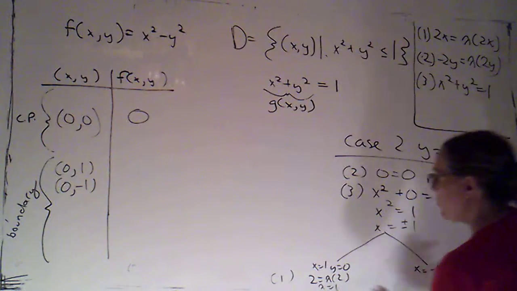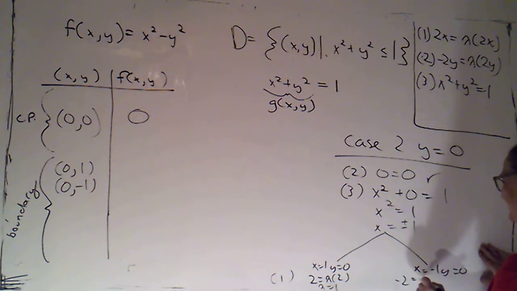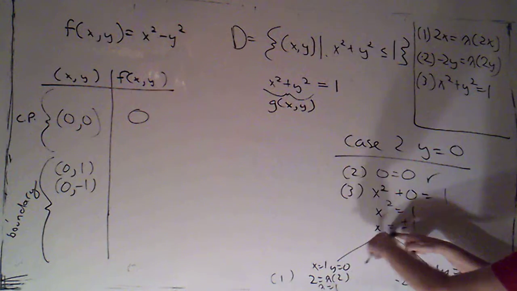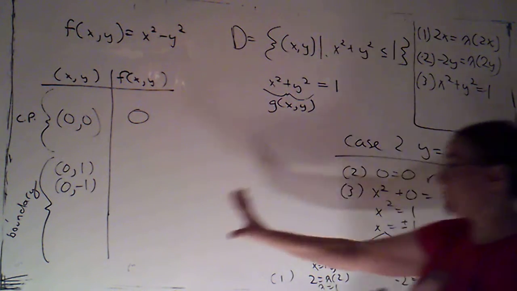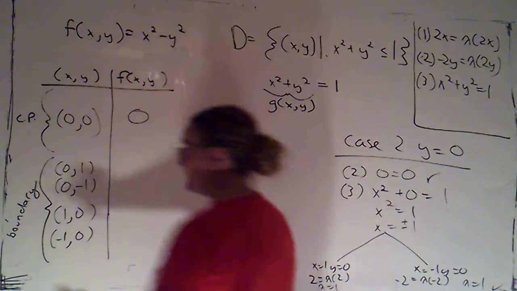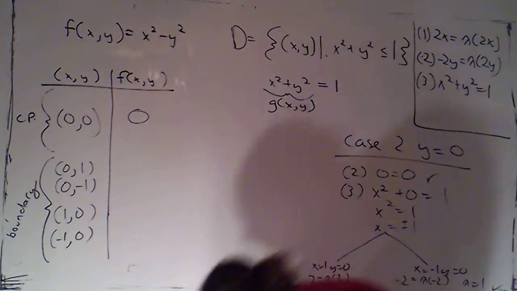Lambda is going to equal 1. If I plug in negative 1 for x, it becomes negative 2 equals lambda times negative 2. Again, lambda is 1. But with either of these choices, I can make equation 1 true, so these points belong on the list: 1, 0 and negative 1, 0.